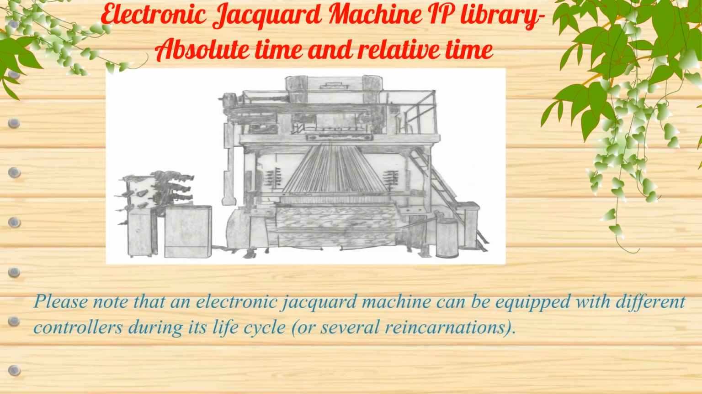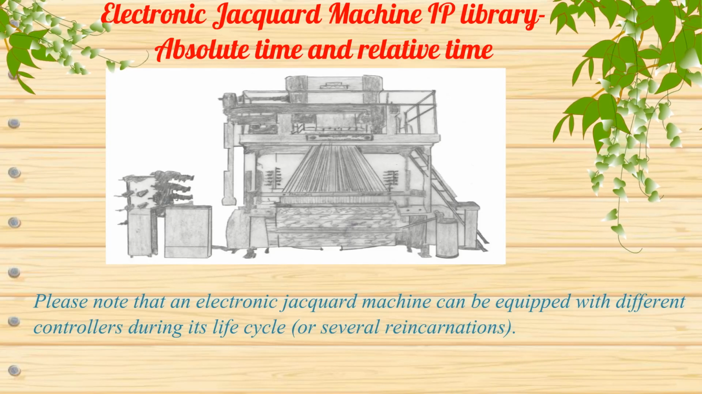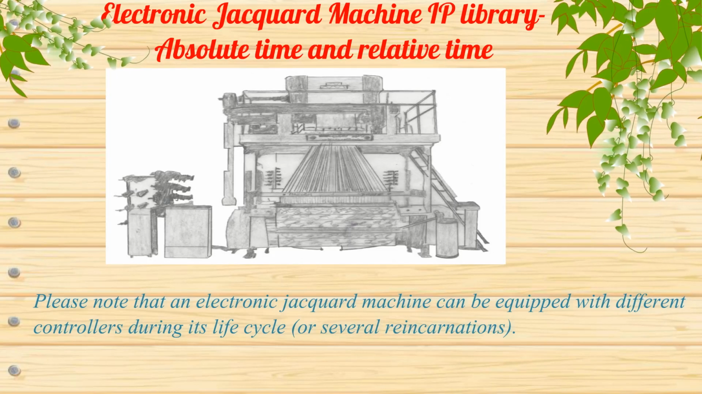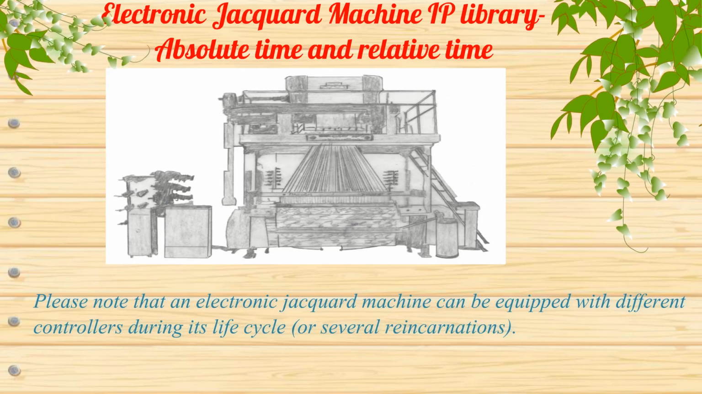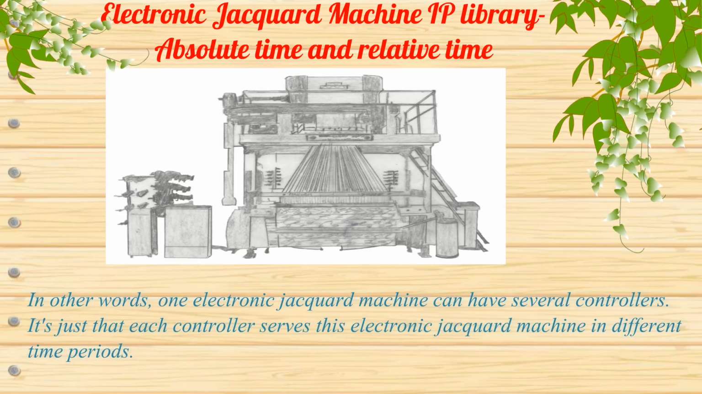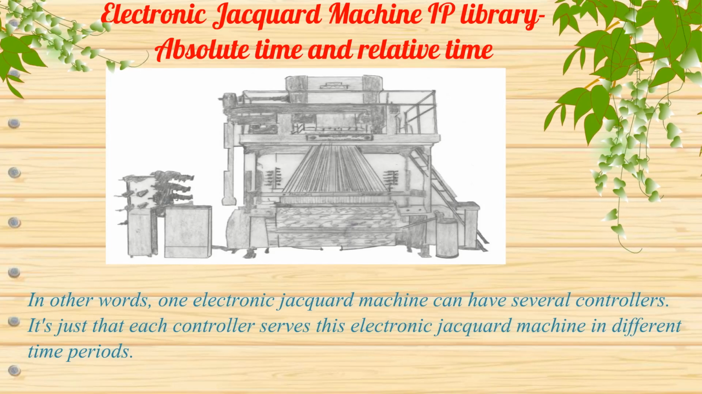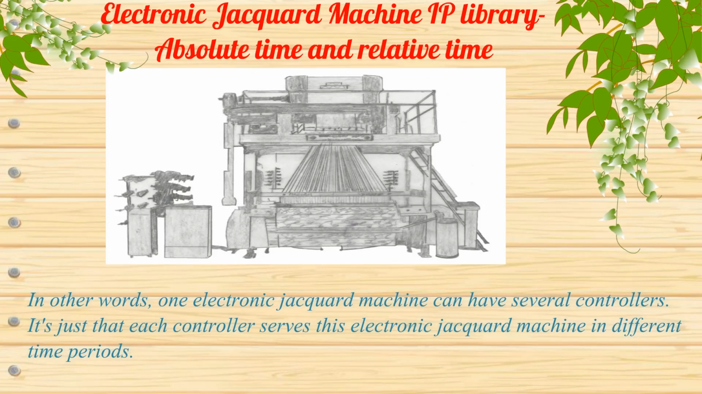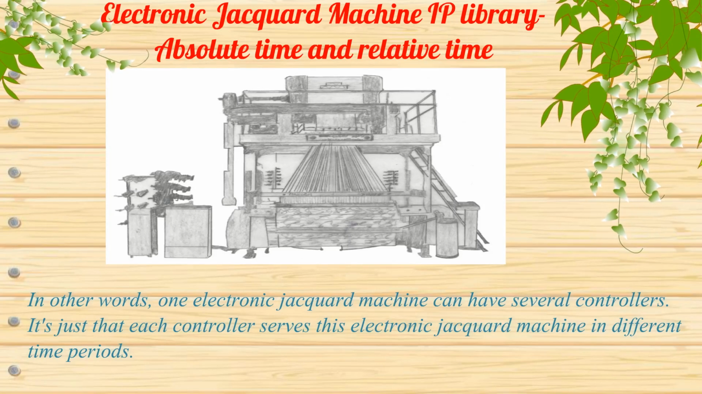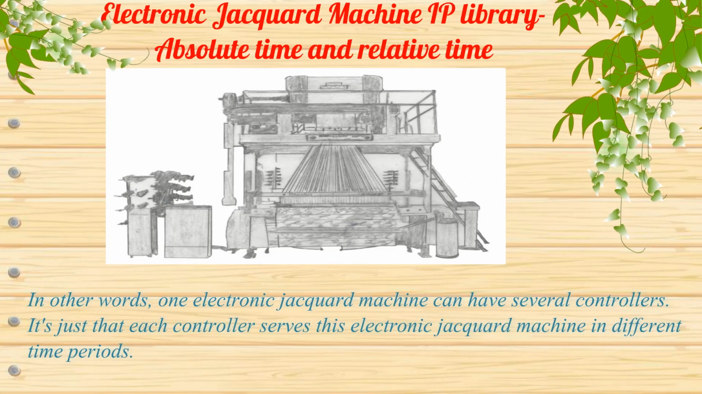Please note that an electronic Jacquard machine can be equipped with different controllers during its life cycle, or several reincarnations. In other words, one electronic Jacquard machine can have several controllers. It's just that each controller serves this electronic Jacquard machine in different time periods.